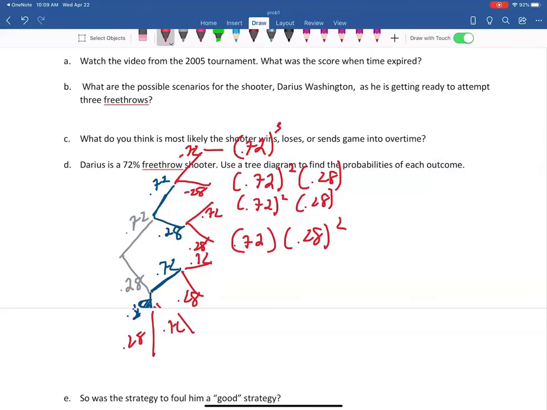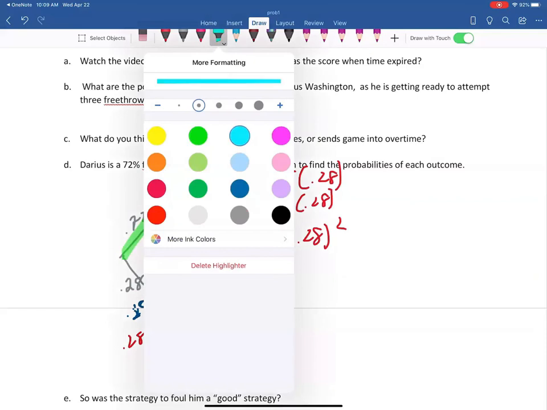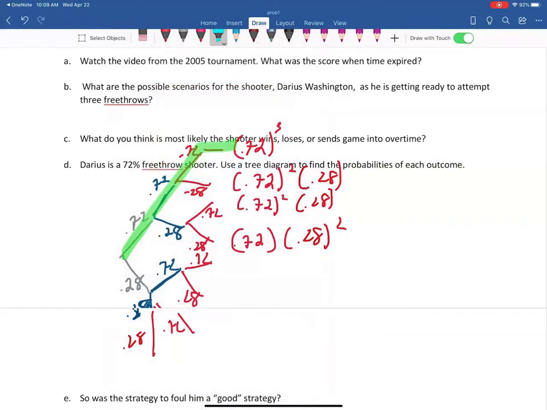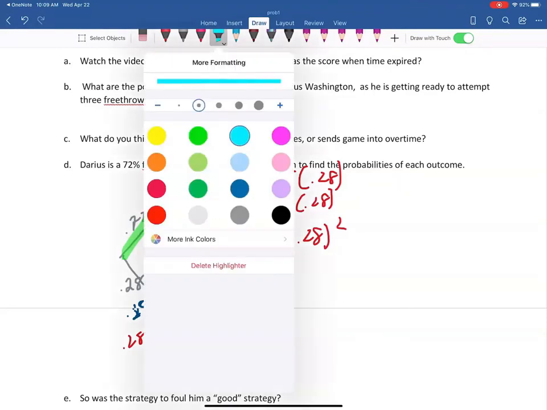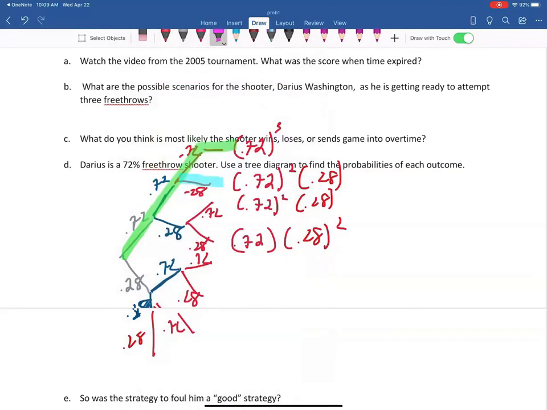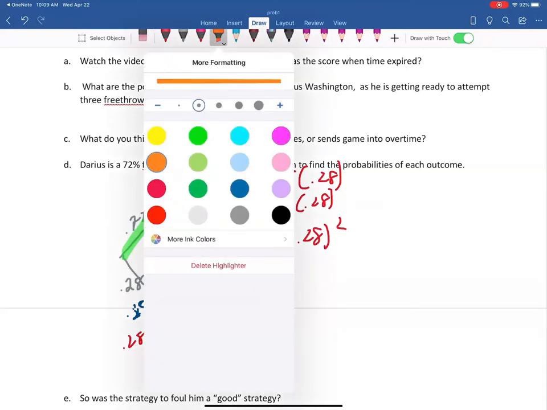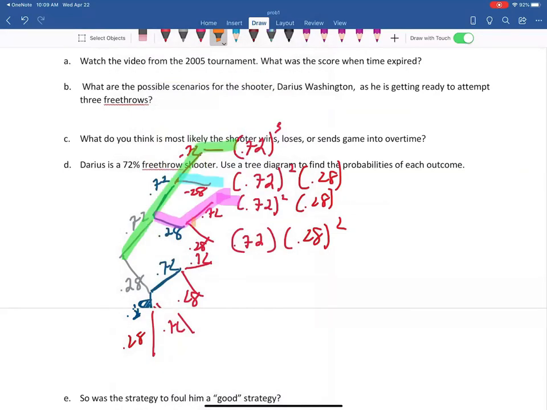So I'm going to follow this with a highlighter here. This one goes there, right? This one goes here. And this one comes here and here. That goes right to there. And this one goes right down to there. So the only one I don't have yet is this one.